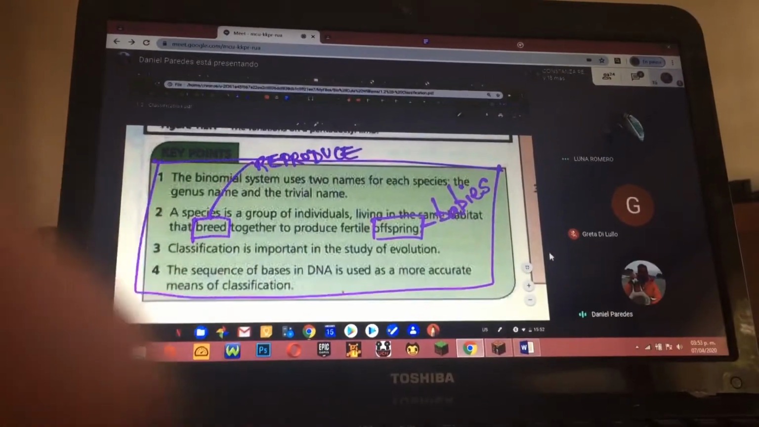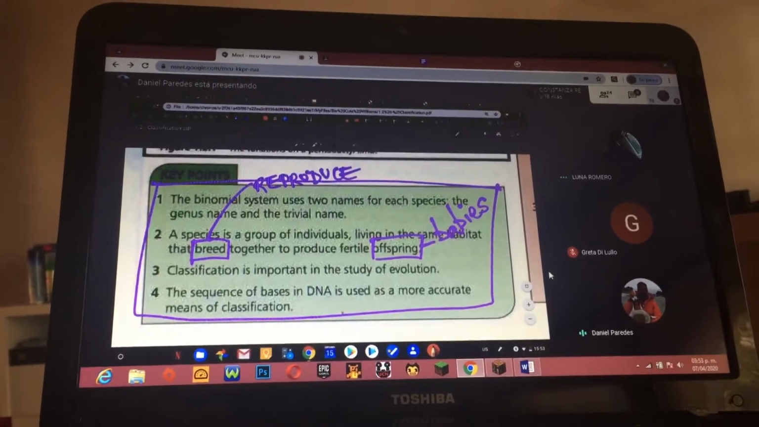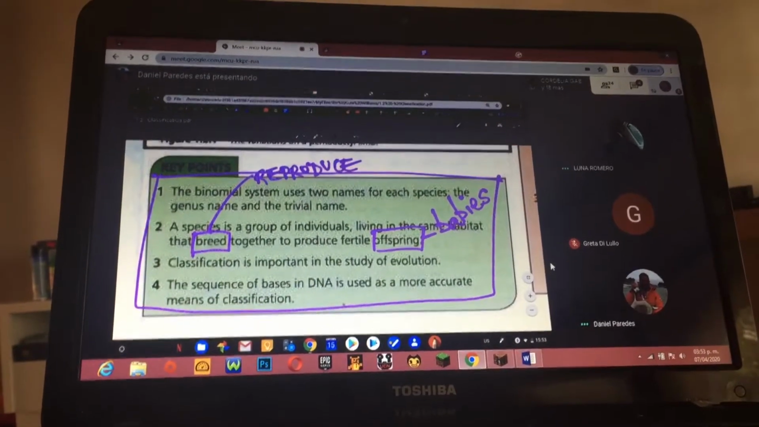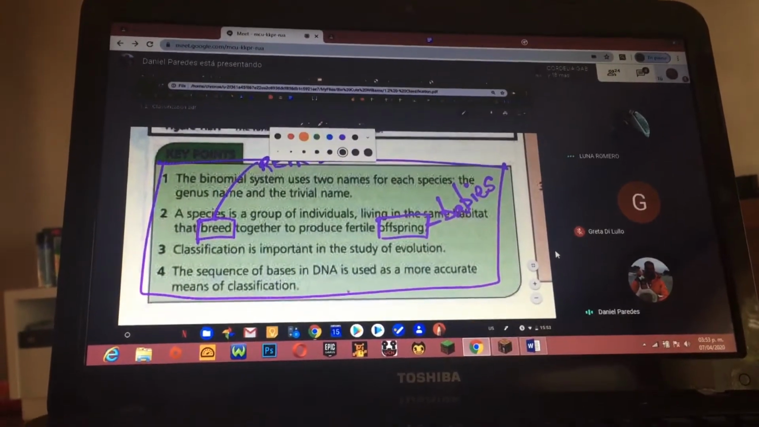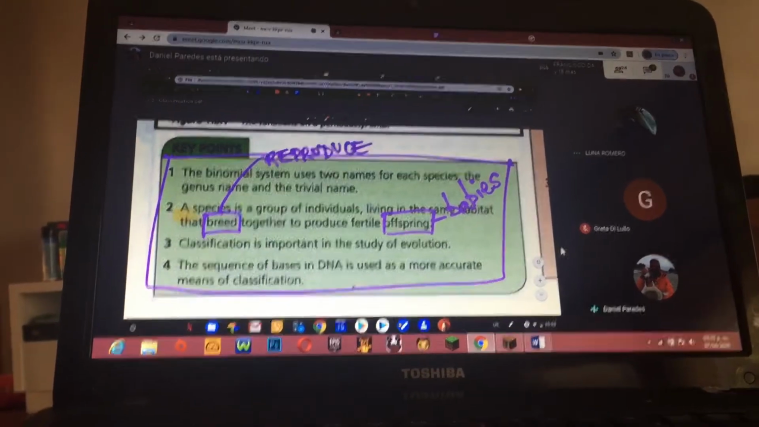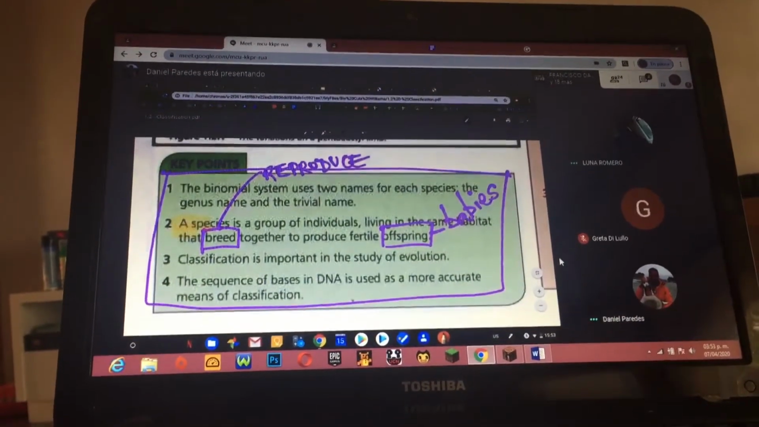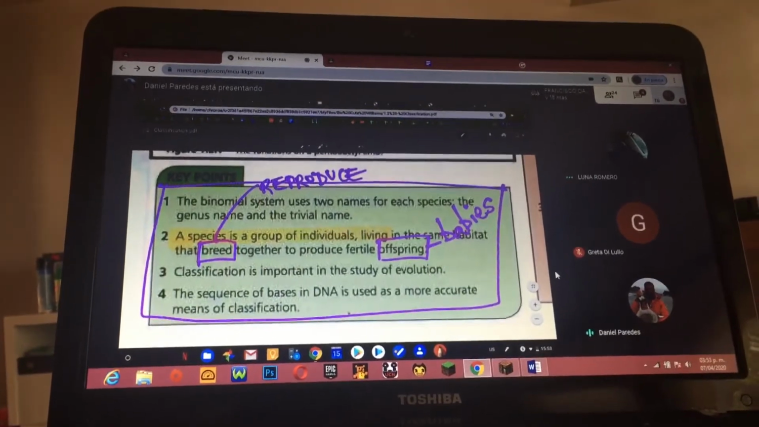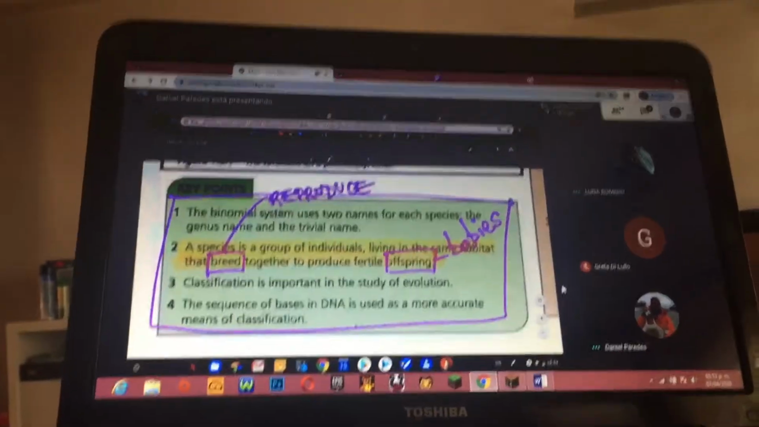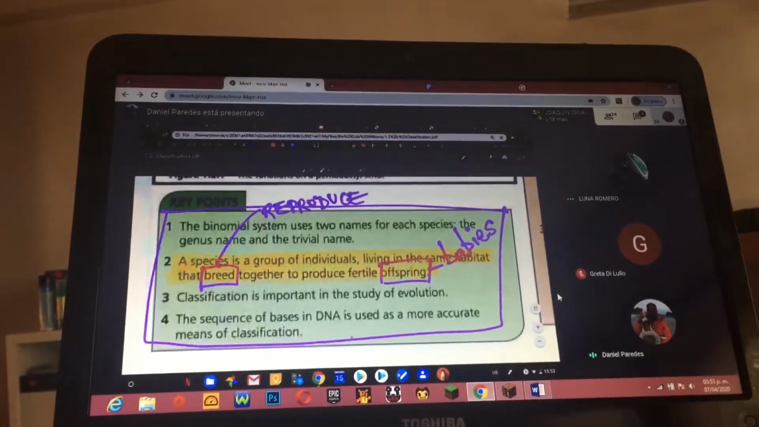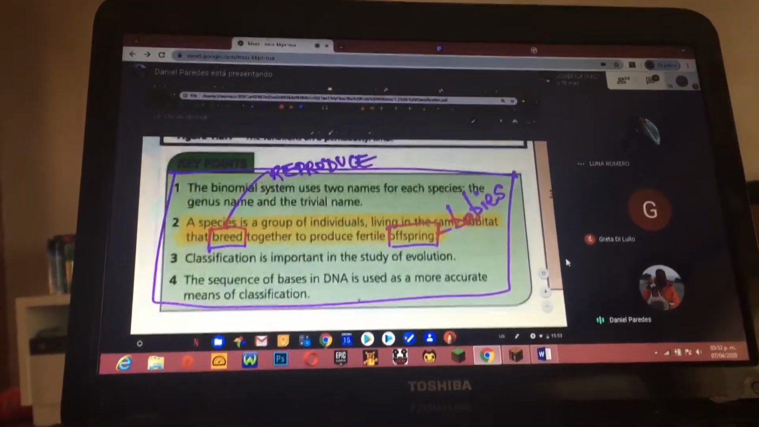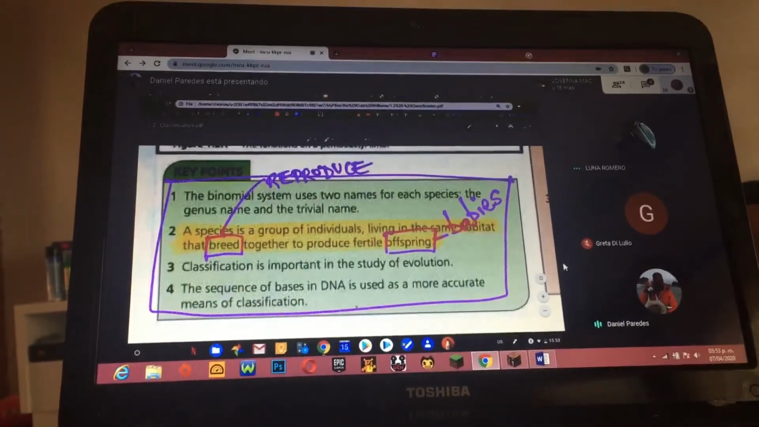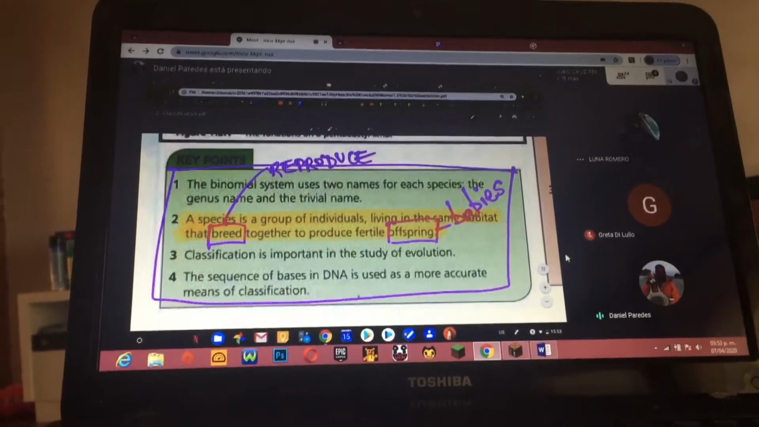Okay, so now this is very important. This is the definition. You need to memorize this definition, by the way. So let me use a bright golden color for this. Let me highlight this. You need to memorize this stuff right there. A species is a group of individuals living in the same habitat that breed together to produce fertile offspring.